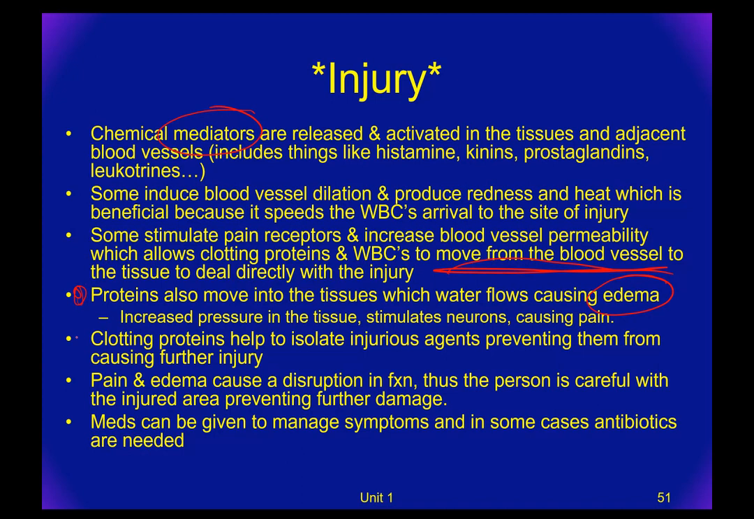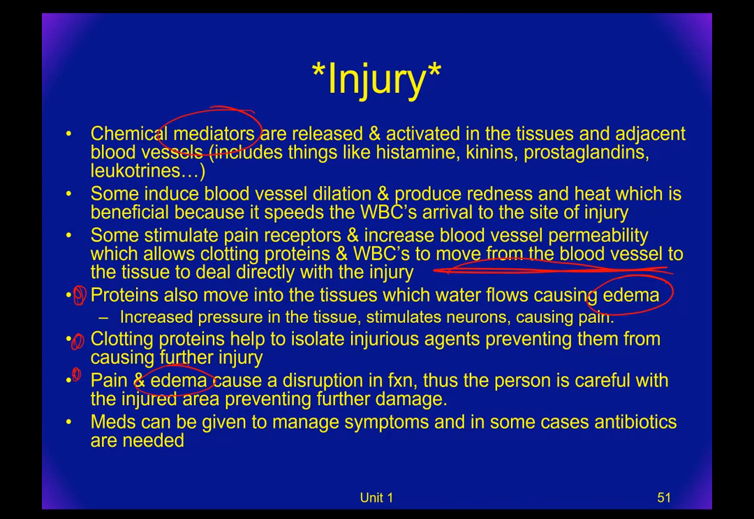Clotting proteins also help to isolate the injurious agents. The last thing I want, if something invaded my body, is for it to get into my bloodstream and go to a secondary location. No. Let me clot where this is, and then it stays right where it's at. Pain and edema. Edema is a fancy way of saying swelling. Depending on the injury, it can cause disruption of function. Thus, the person is going to be careful with the injured area and prevent further damage.